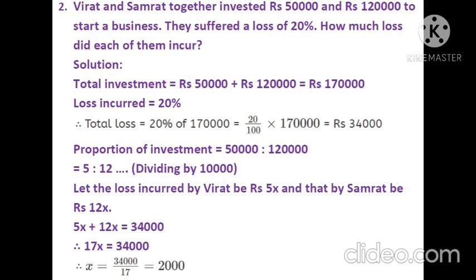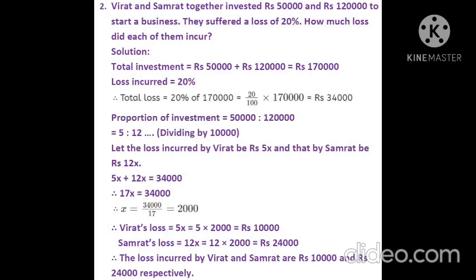As total loss is 34,000, we write 5x plus 12x is equal to 34,000. 5x plus 12x gives us 17x. Therefore, we write 17x is equal to 34,000. For getting the value of x, we have to divide both sides by 17. By dividing, we get x is equal to 34,000 upon 17. By doing the calculation, we get the value of x is equal to 2,000.